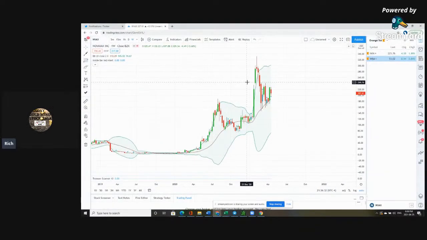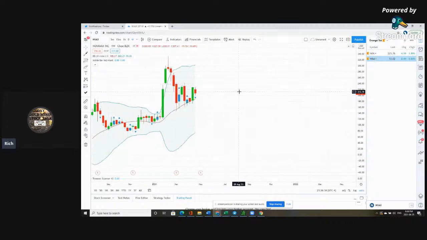NVAX. Nice inside bar here. Very beautiful. So here we go, guys. Let's look at this in detail. What was the low of this inside bar? 155.56. And then the low here, 159.09.